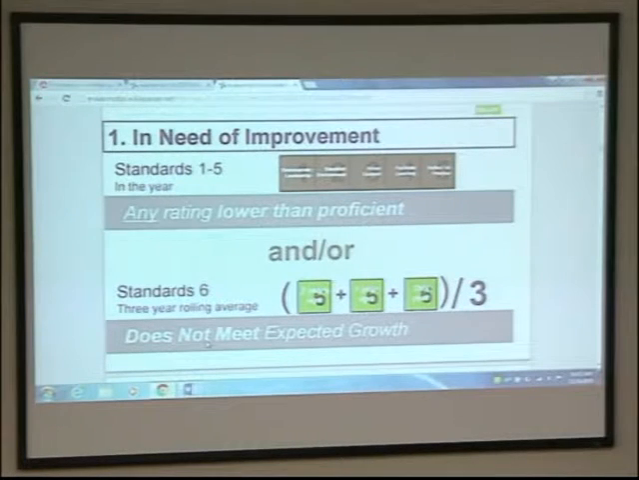If all 5 of them are proficient or higher, and all but like 3.2% of the teachers in the state are at least proficient or higher, so they're proficient or higher in the 5 observational standards, but their 3-year average is red, then they're in need of improvement.